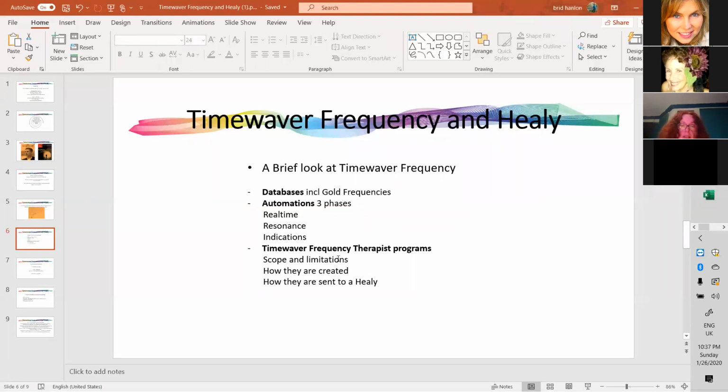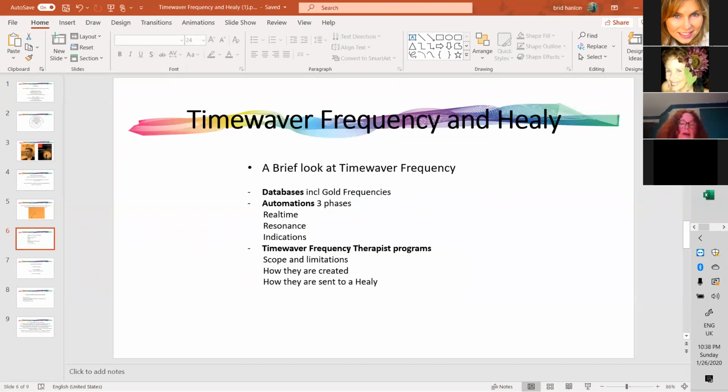The limitations, I just wanted to say a little bit about this at this point of the Timewaver Frequency Therapist programs, is that the therapist, the frequency therapist, has a responsibility to monitor and still take care of that client regularly and carefully.